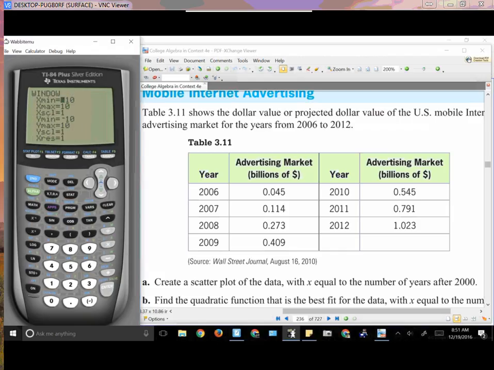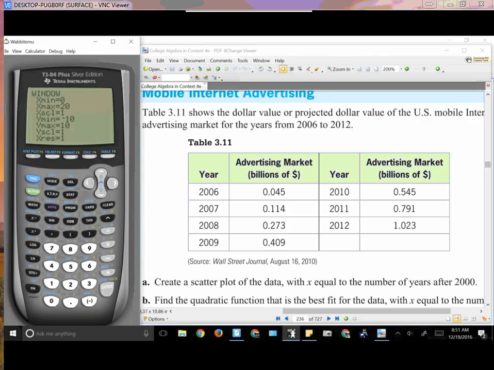Window. We've talked a lot about window. What do we want to see? What should we set for the graph? Well, we're talking about the years from 2006 to 2012. Does that mean I put in 2006 to 2012? And the answer would be no, because we're graphing it after the years of 2000. So I'm going to set my window here at 0, and I am going to go up to 20.